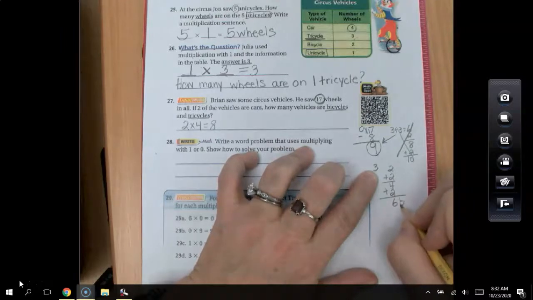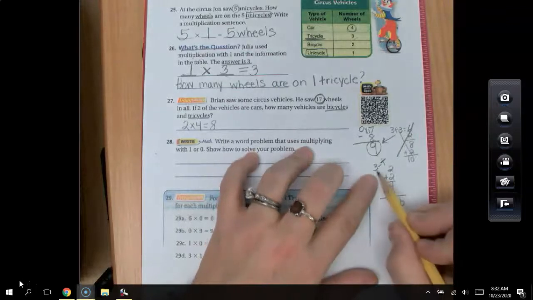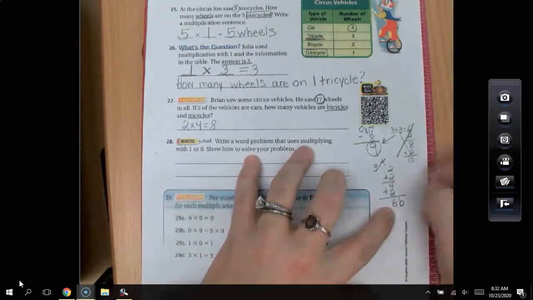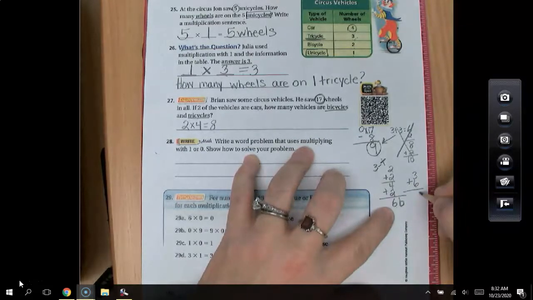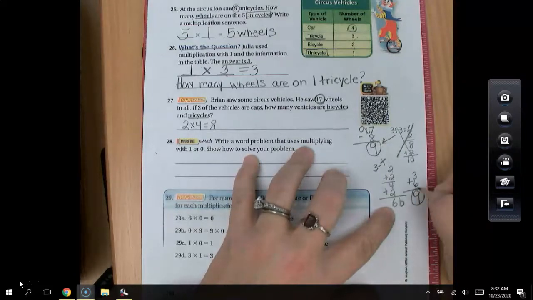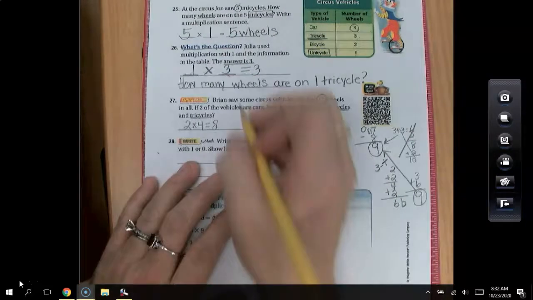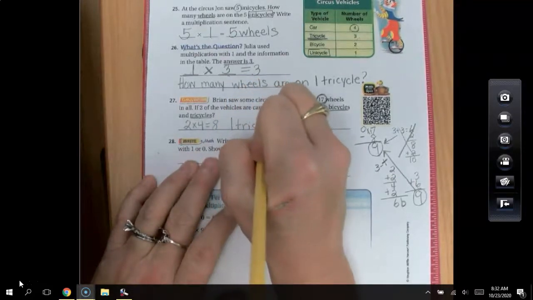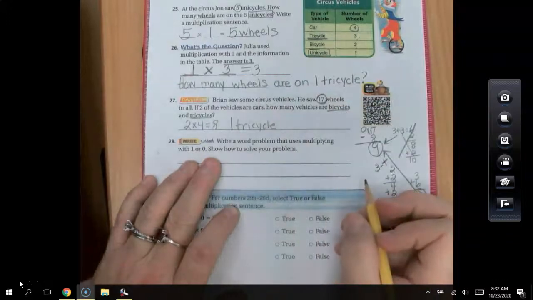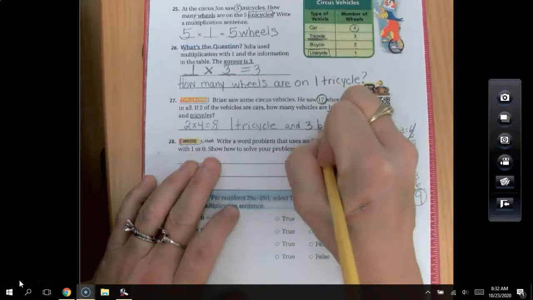So these are my B. I'm going to put a B for bicycle. This is for my tricycle. So I have 3 plus 6. Well, what is 3 plus 6, boys and girls? What is 3 plus 6? 9. I reached my number, 9. Okay, so I can have 1 tricycle and 3 bicycles.